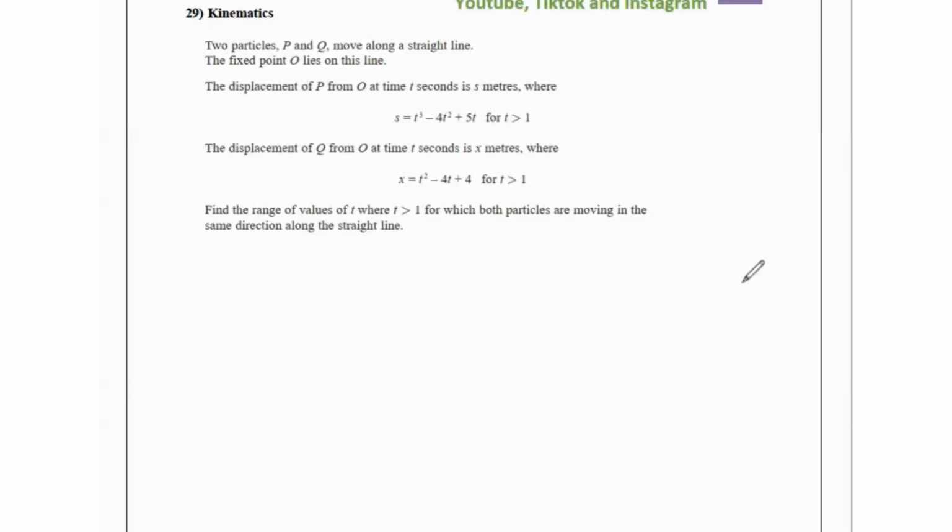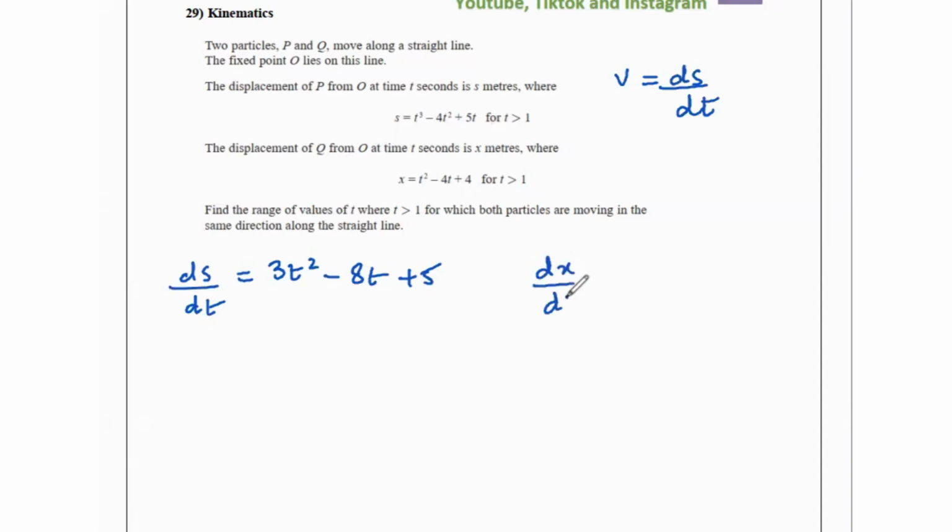So to determine the direction, what we need to do is differentiate our displacement. And when you differentiate the displacement, that gives you the velocity. So our velocity time graph will help us in determining during which time interval they are moving in the same direction. So we begin with differentiating the displacement equation for t. So ds over dt is going to be 3t squared minus 8t plus 5. Similarly, for dx over dt for particle Q, it's going to be 2t minus 4. These are your velocity equations for particle P and Q.